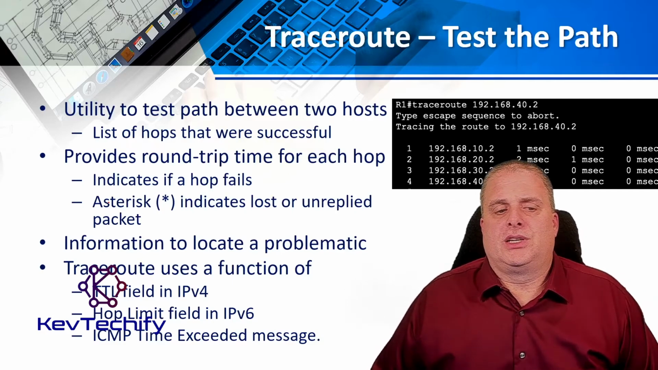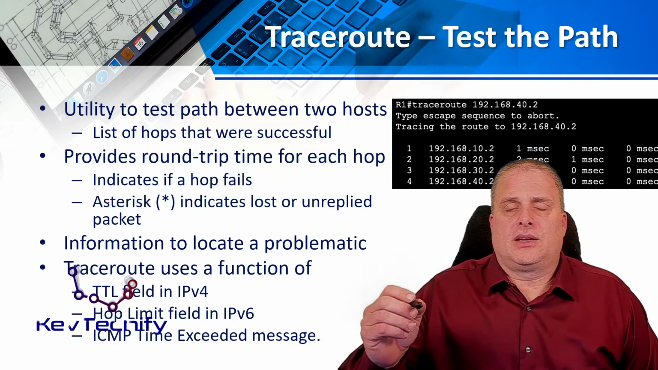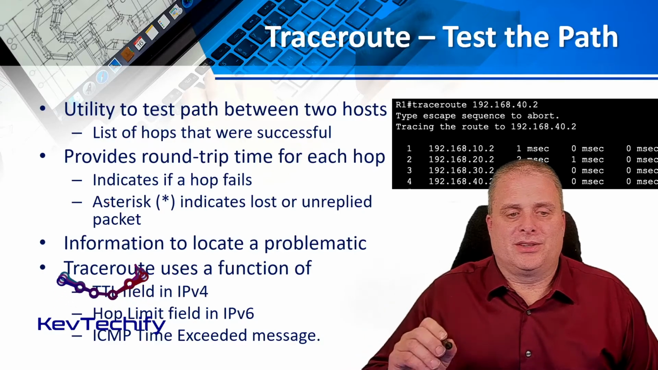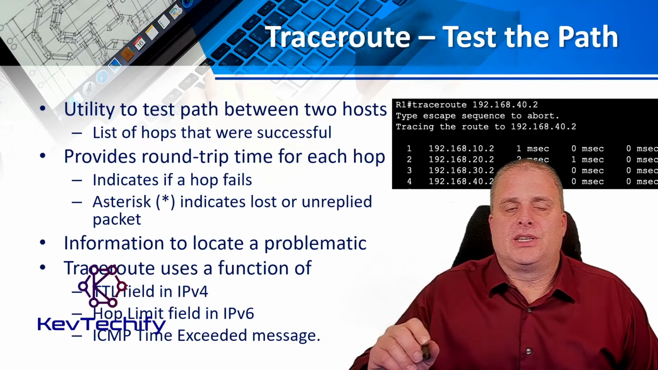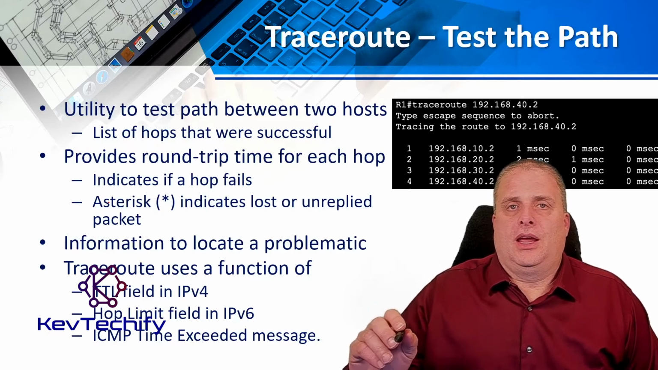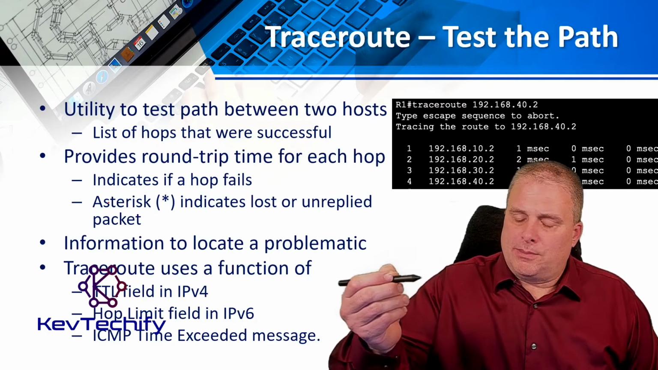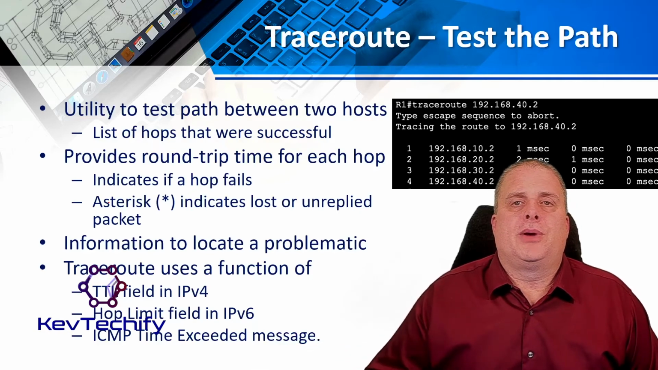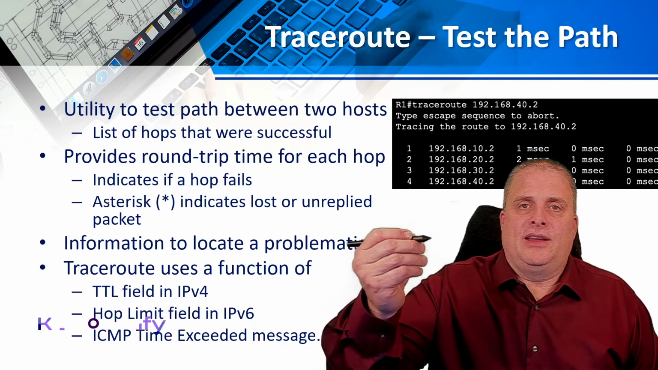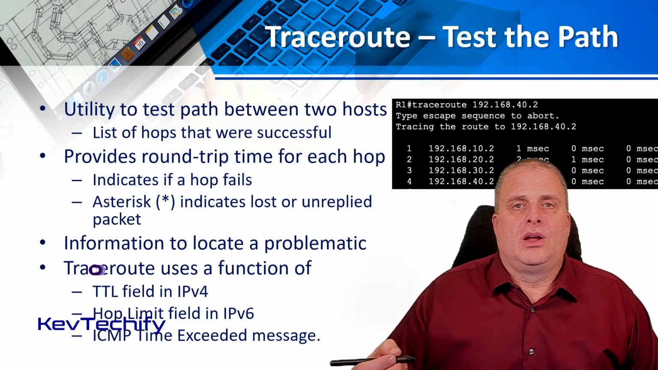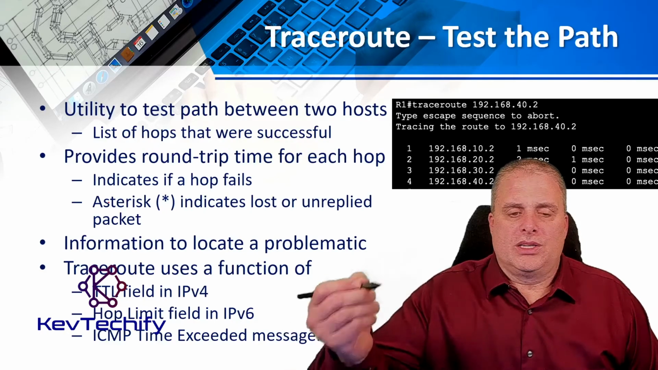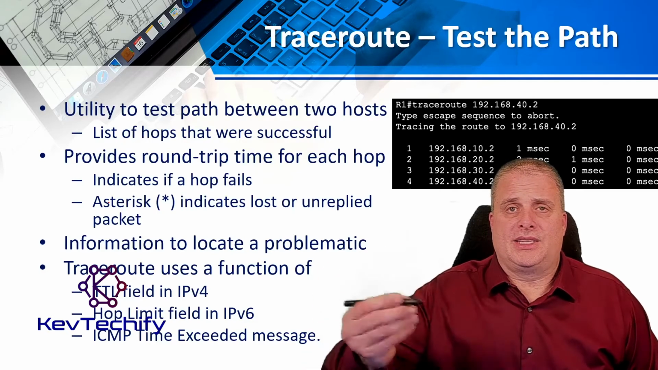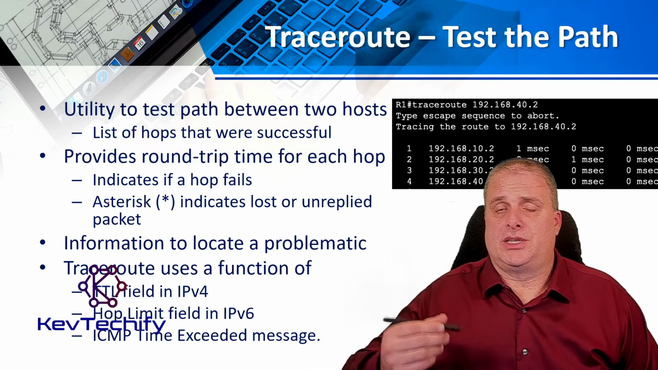Traceroute uses a function of either the IP version 4 time to live field, or in IP version 6 it uses the hop limit field. Basically, each one of those is a maximum number of how many different networks I'm going to go through before I reach my destination. If that number gets down to 0, we're going to assume that network is never reachable. We'll also get back an ICMP message saying time exceeded.